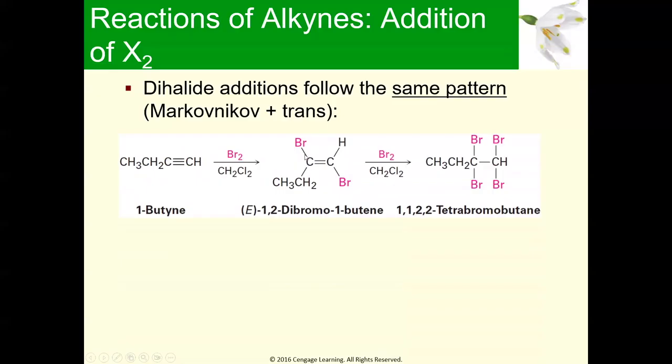You get the trans arrangement. In this case, the trans arrangement is most evident with the halogens themselves. They're opposite each other. And really, Markovnikov's rule doesn't really apply because you're just going to load this thing up with bromines. If it happens again, you break down that double bond into all single bonds. You get the tetra substituted.